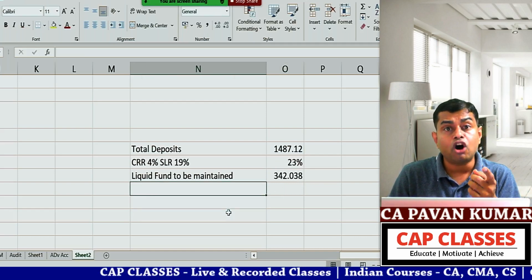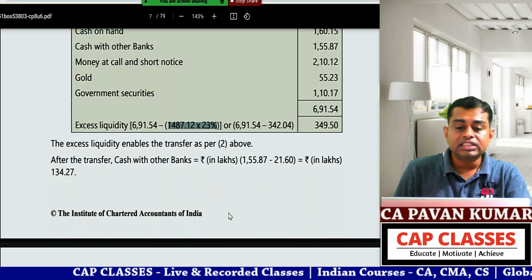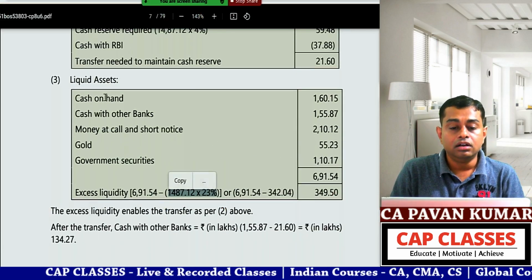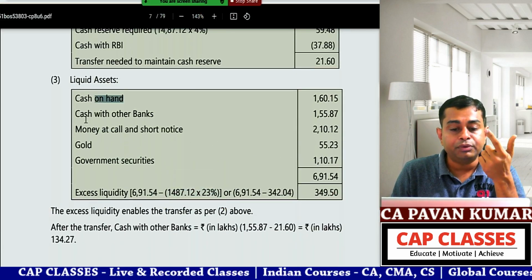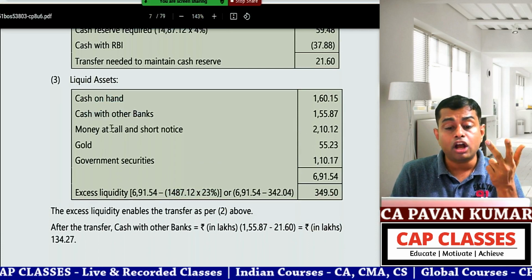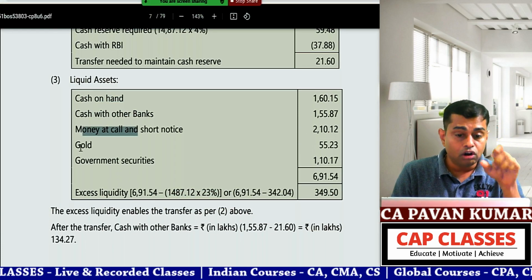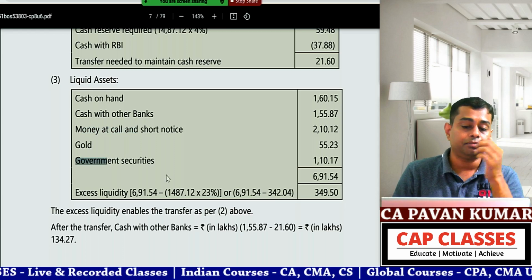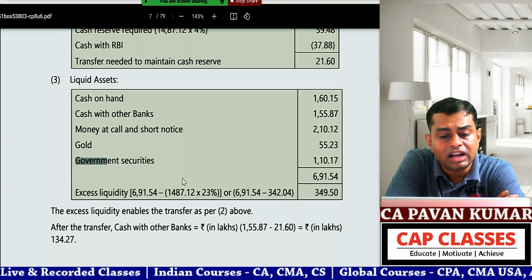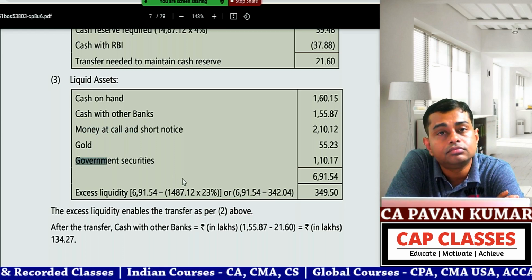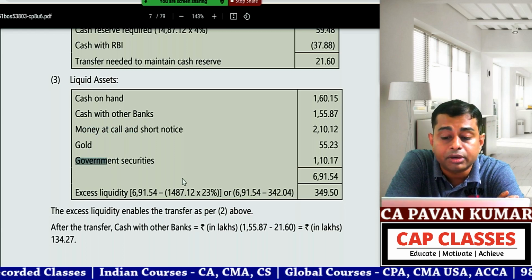342.038. This is what is to be maintained. Now see what is being maintained. Cash on hand, liquid asset; cash with other banks, liquid asset; money at call and short notice, liquid asset; gold, liquid asset; government security, liquid asset. So they have taken all these numbers.